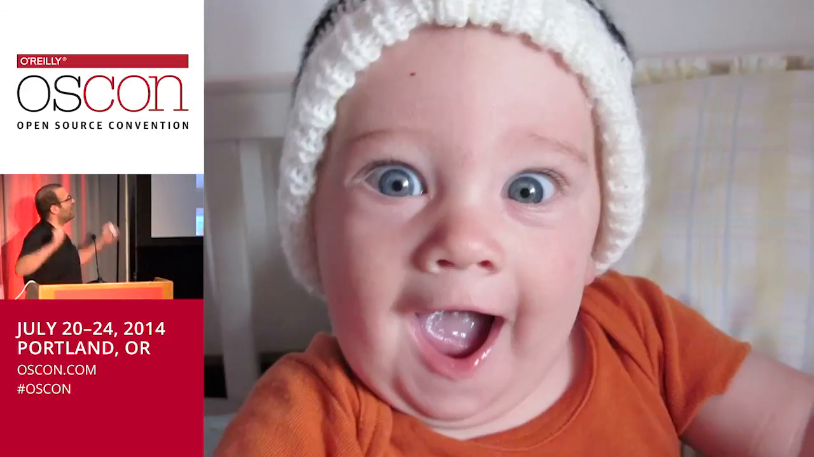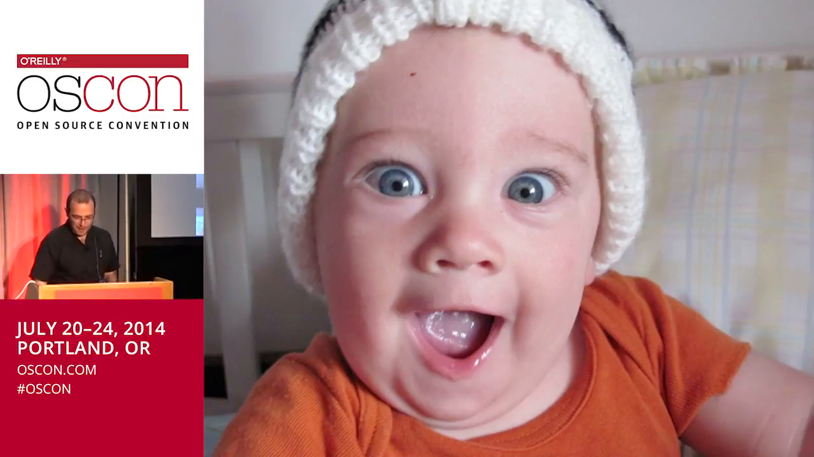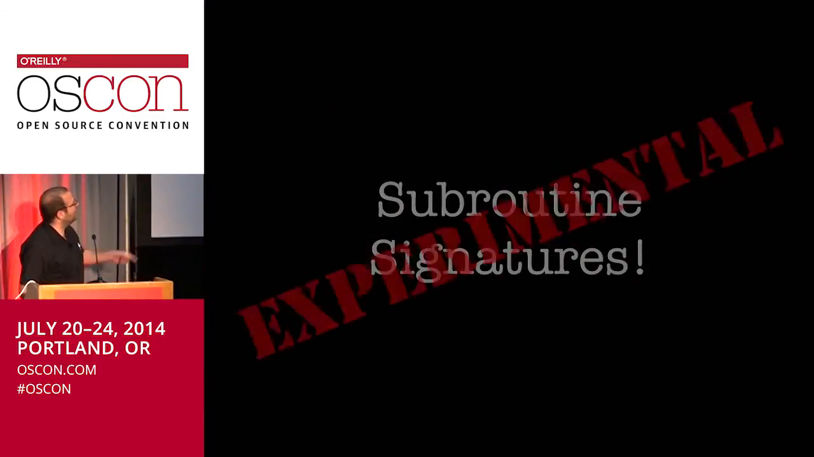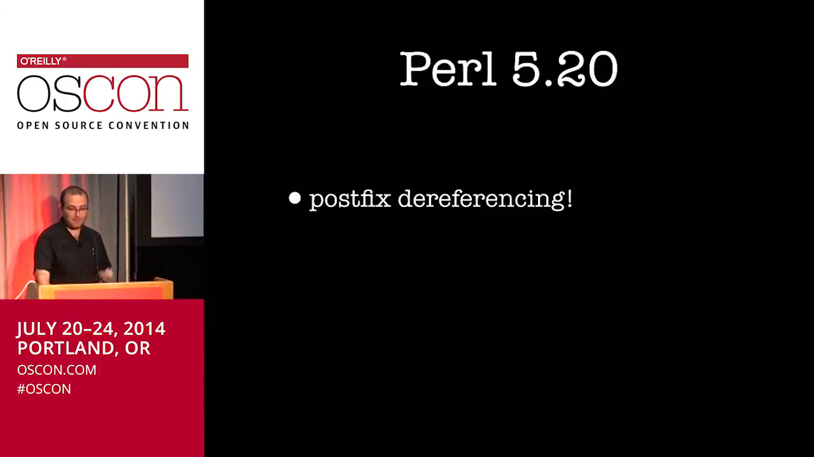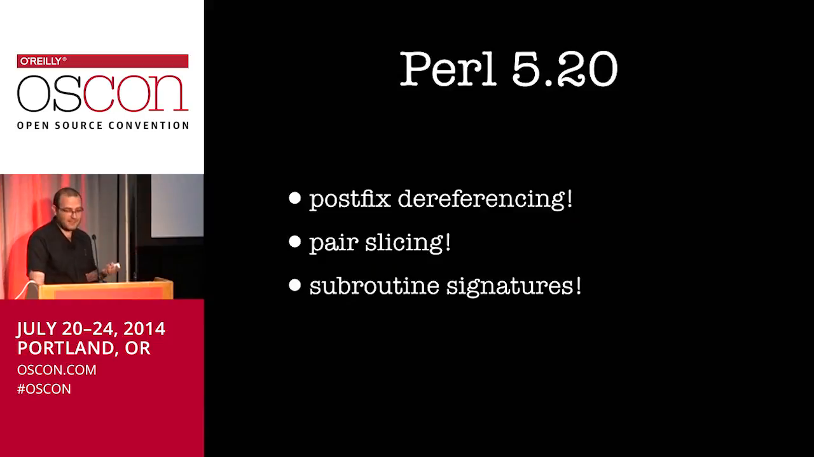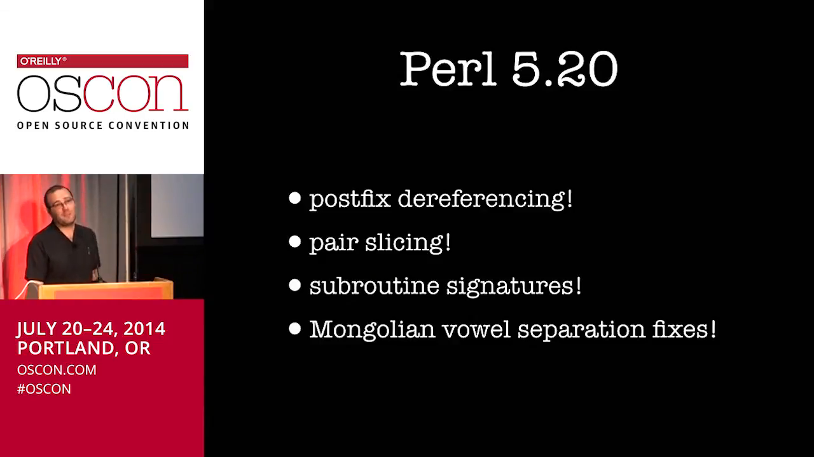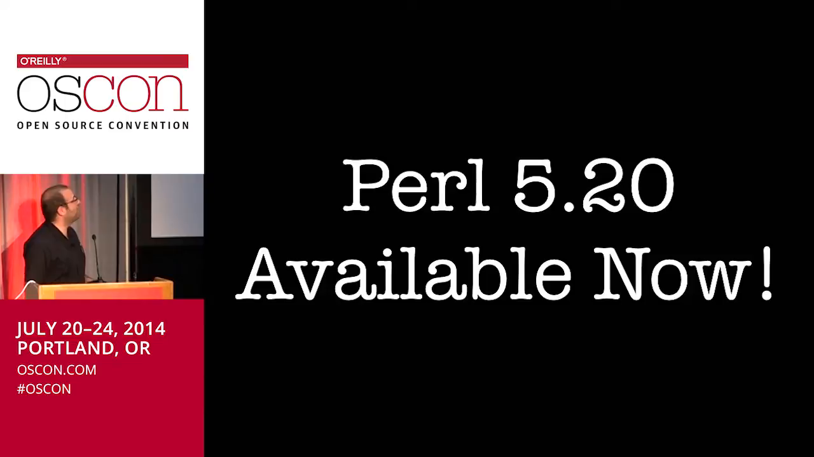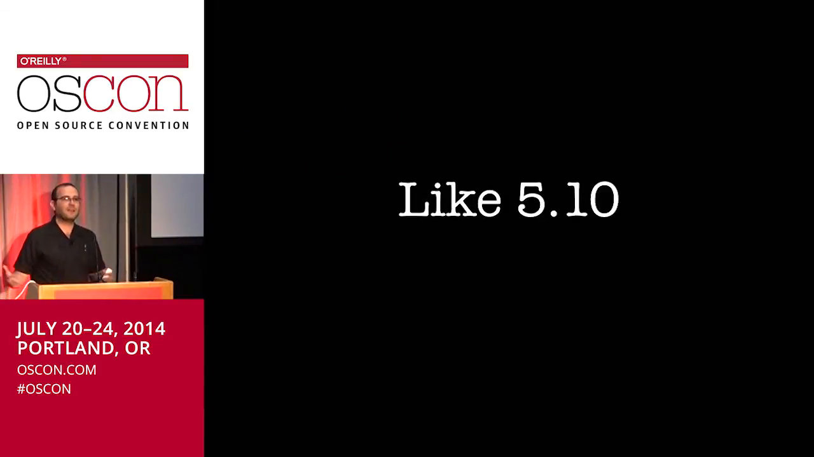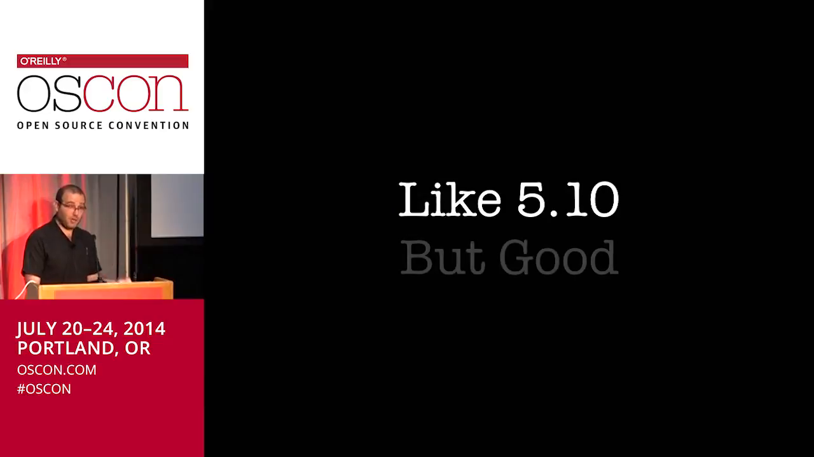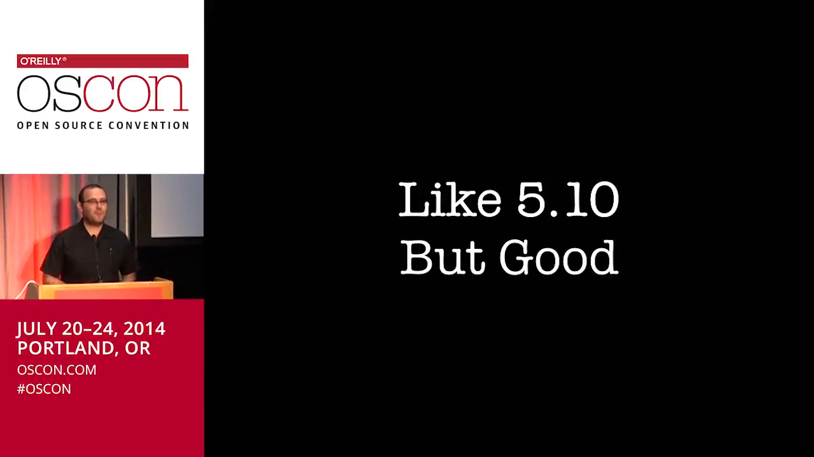So subroutine signatures, right? Yay! They're awesome. I hope everybody is at least half as excited as I am. They're also experimental. So Perl 5.20 gets postfix dereferencing, pair slicing, subroutine signatures, fixes for the Mongolian vowel separator. Big deal. It's available right now. Right now it's free, so check it out. There are so many new, big, exciting features in 5.20 that I like to think of it a lot like Perl 5.10, but good. I hope you enjoy it.